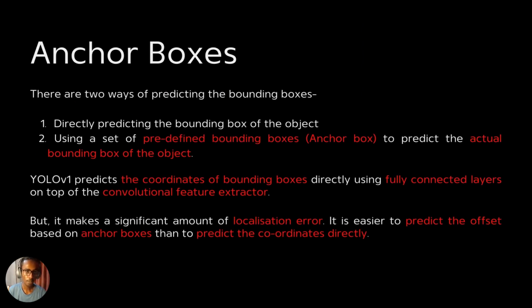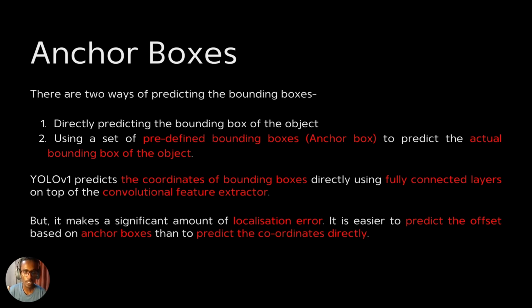So there are two ways of predicting the bounding boxes. Number one is directly predicting the bounding box of the object. That's done in YOLO v1, in which we just predicted the bounding boxes by ourselves. And second is using a set of predefined bounding boxes called anchor boxes to predict the actual bounding box of the object. So those predicted bounding boxes are going to be very difficult to learn.